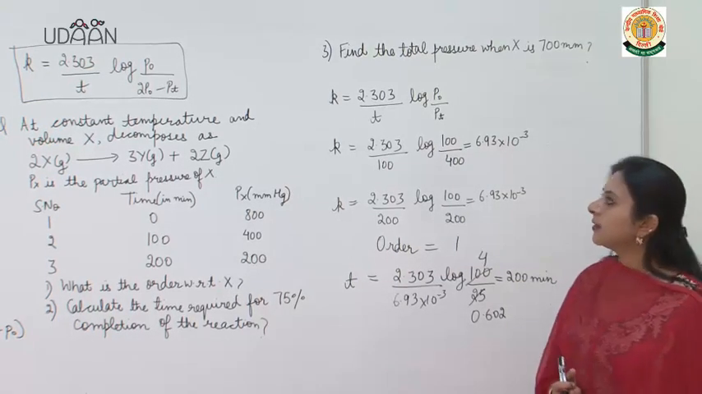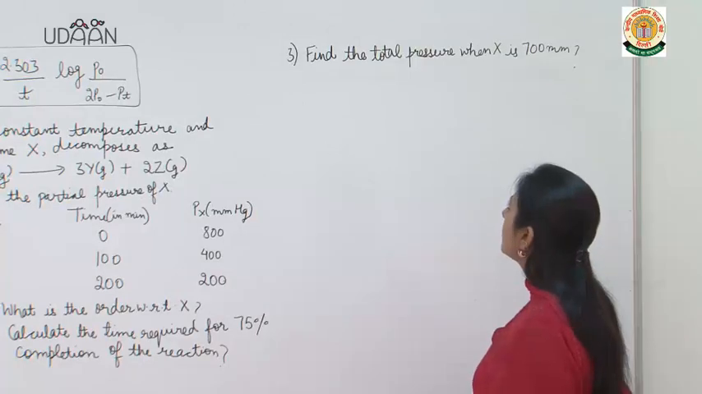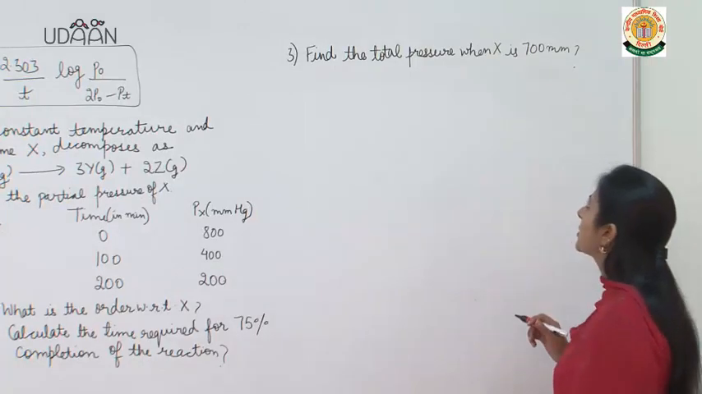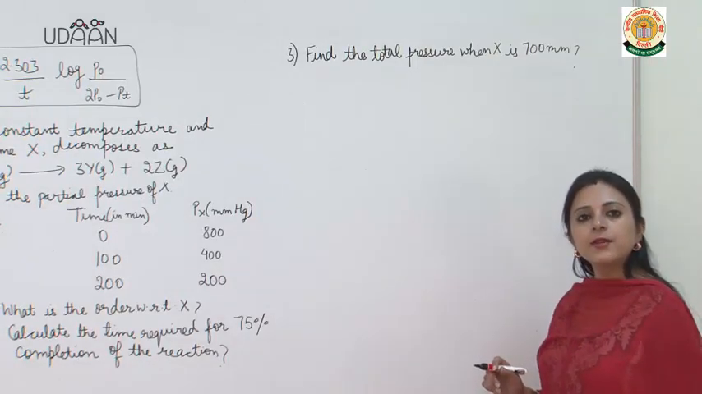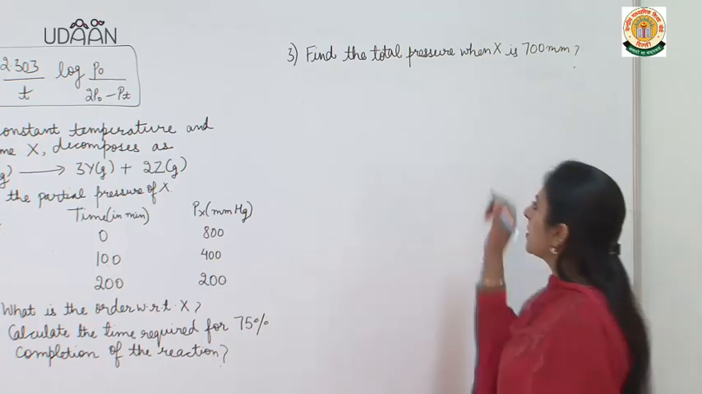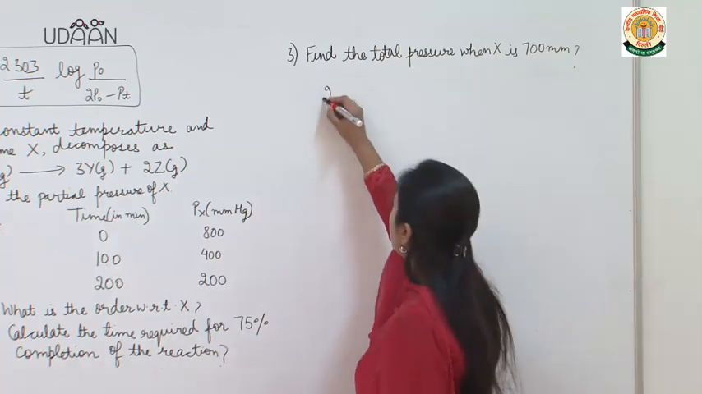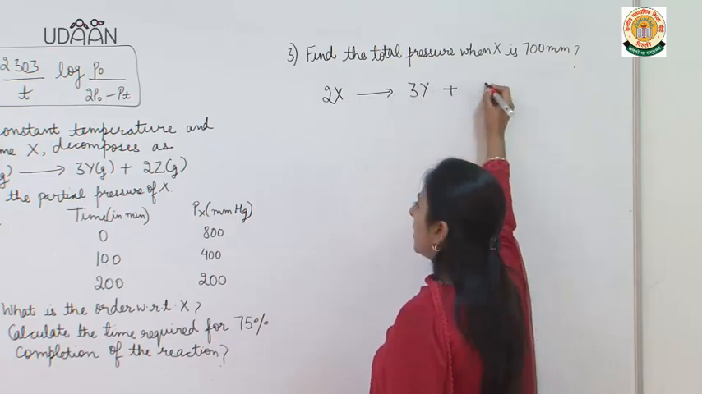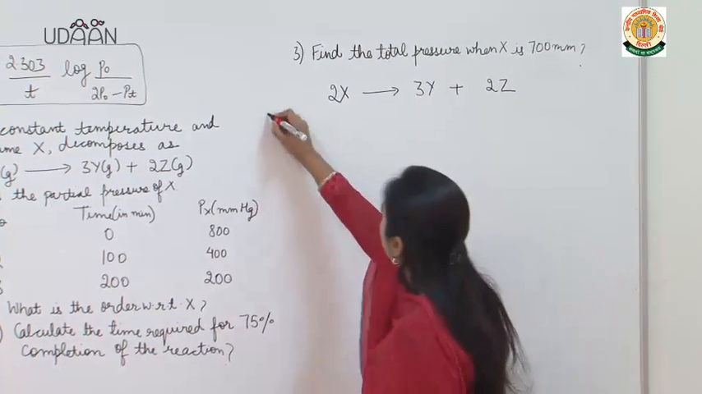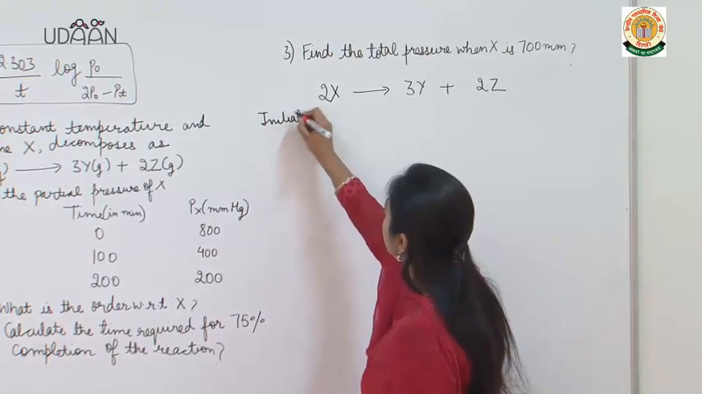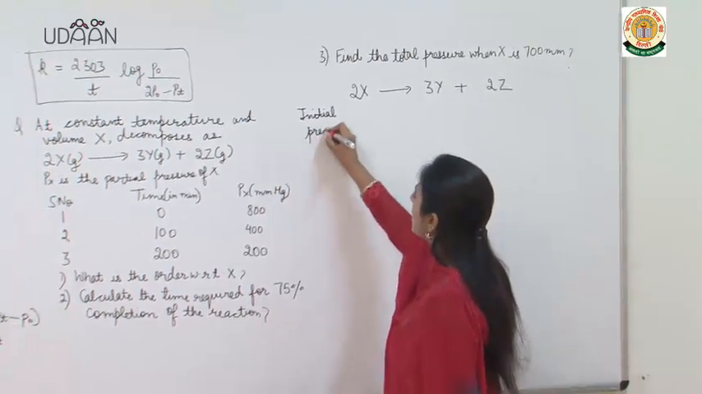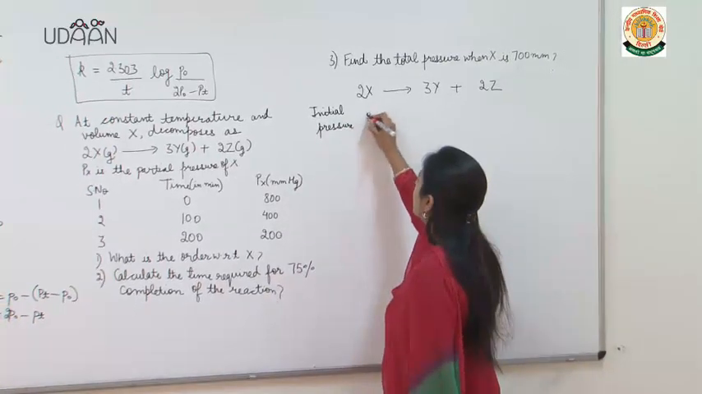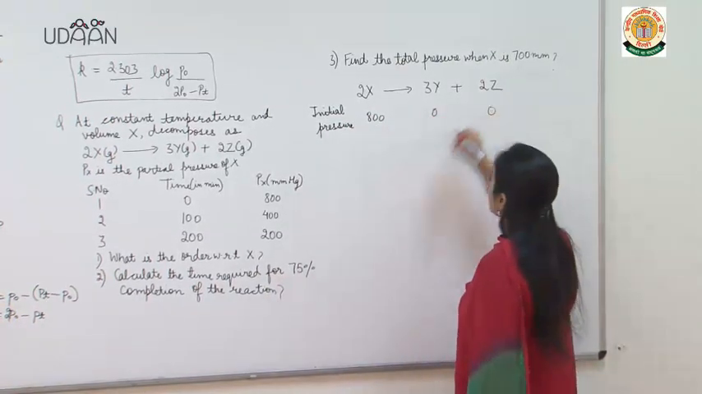Now let us look at the third part which says that we have to find the total pressure when x is 700 millimeter. अब हम क्या करेंगे? We will see हमारी इक्वेशन क्या है. 2x gives 3y plus 2z. इनिशियल प्रेशर मुझे कितना गिवन है? इनिशियल प्रेशर, that is pressure at time 0, मुझे दिया हुआ है 800. यहाँ पे आ जाएगा 0, 0.